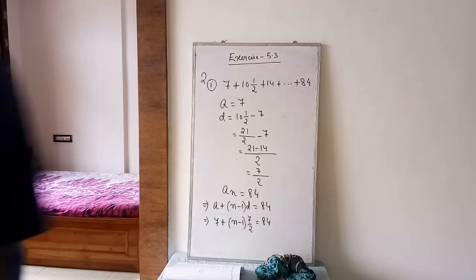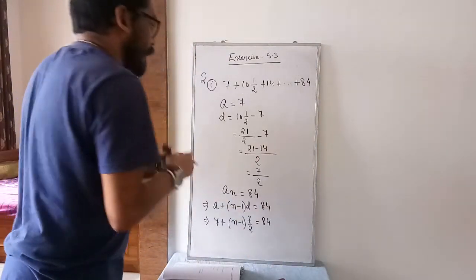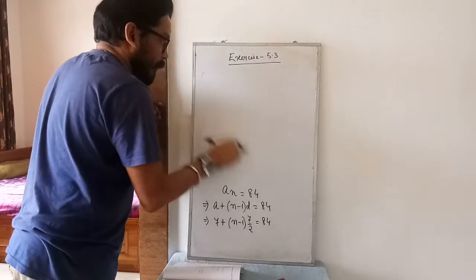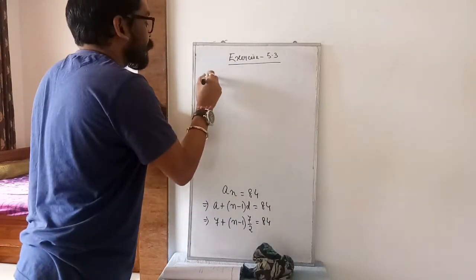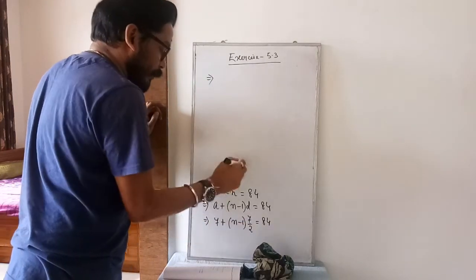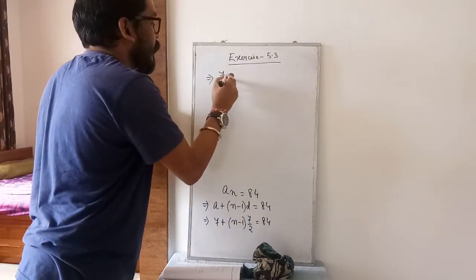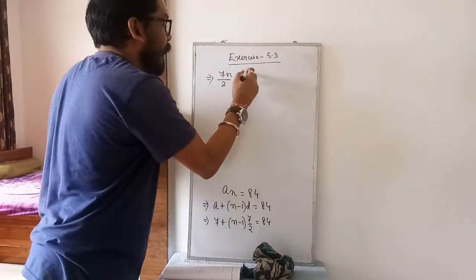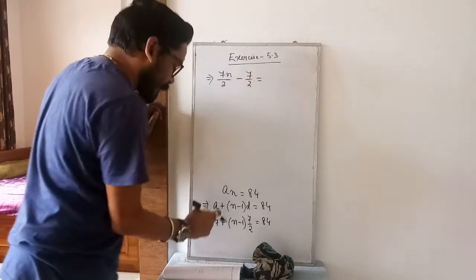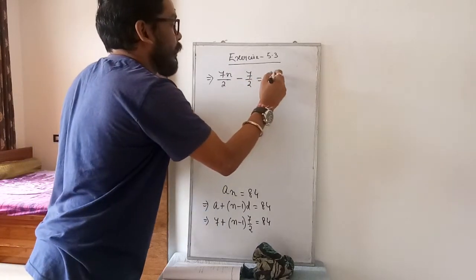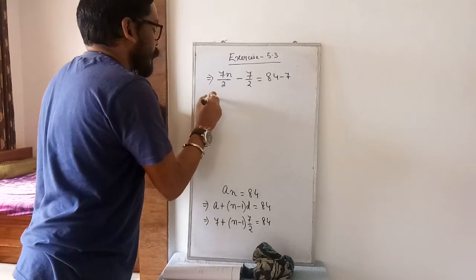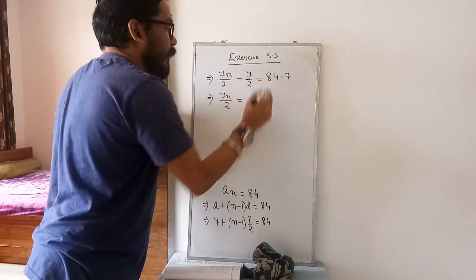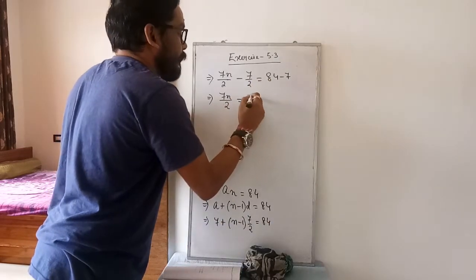Okay, now I will take this plus 7 to the other side. When plus 7 shifts to the right hand side, it becomes minus. So this implies you multiply n into 7 by 2, it is 7n by 2, minus 7 into minus 1, minus 7 by 2, and this 7 I have taken to the other side, 84 minus 7. So it is 7n by 2 equal to 84 minus 7, 77.